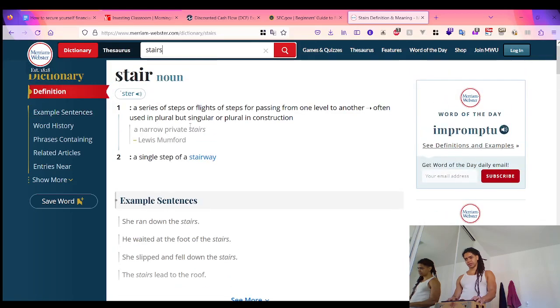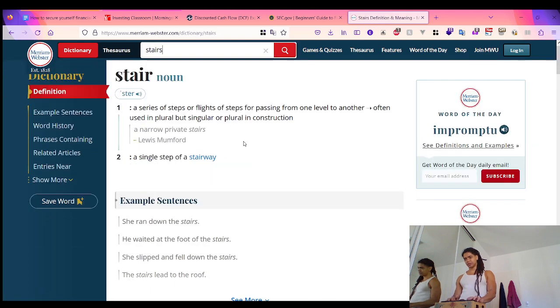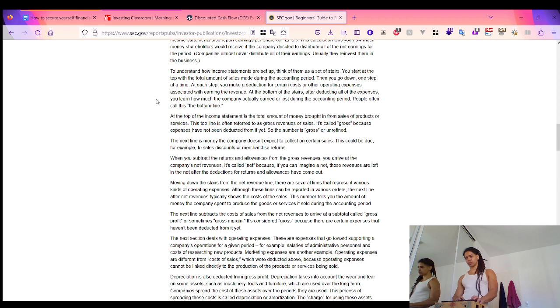A stair is a series of steps or flight of steps leading from one level to another, and a ladder is a structure for climbing up or down that consists essentially of two side pieces. So to understand how income statements are set up, think of them as a set of stairs. You start as a set of stairs.